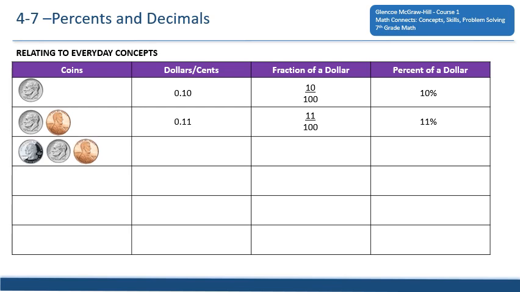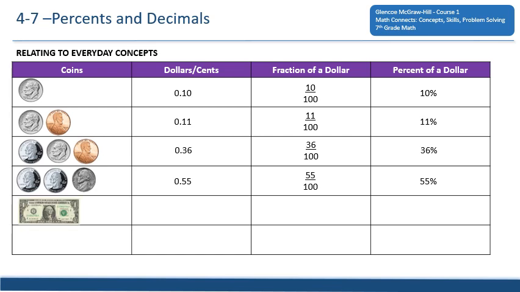Now we have, looks like a quarter, a dime, and a penny. So we have 36 cents, or 0.36. And as a fraction of a dollar, that's 36 hundredths of a dollar, right? 36 cents out of 100 cents. So it's 36% of a dollar. And now we have 55 cents. So 55 cents is 55 hundredths of $1. So we have 55 over 100. And that means we have 55% of a dollar.